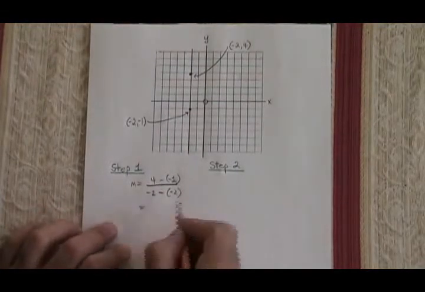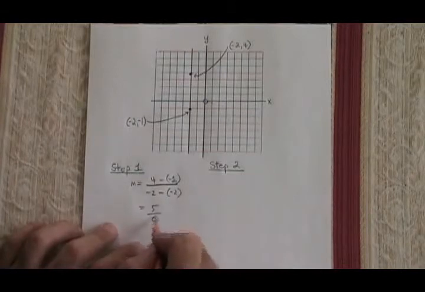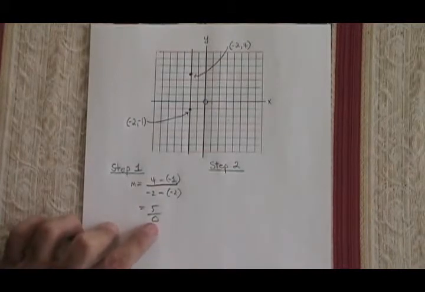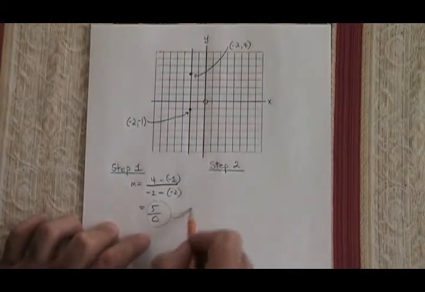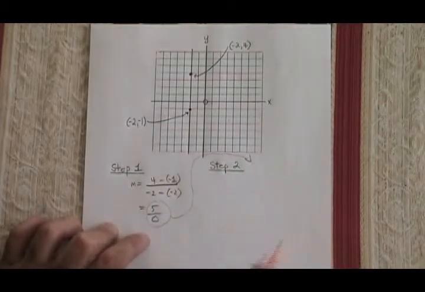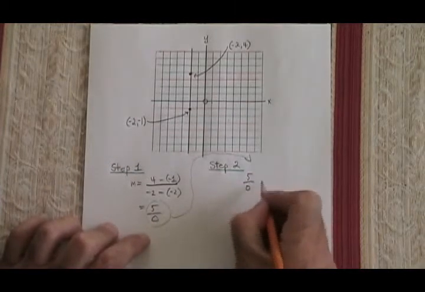Simplifying this, 4 minus negative 1 is 5. Negative 2 minus negative 2 is 0. I have an undefined slope. But I still have a slope in the form of a fraction, and I can still use it for step 2. In step 2, I take the slope formula, I replace m with 5 over 0.